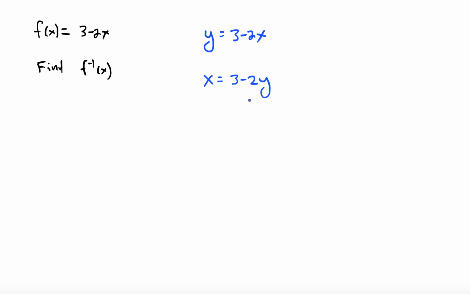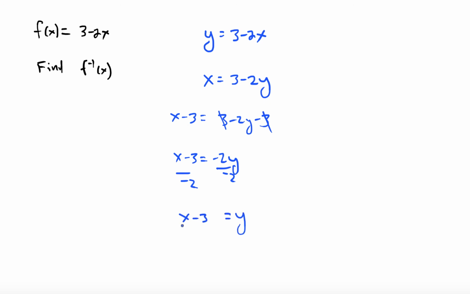First thing we should do is subtract 3 from both sides. Notice on the right side, the 3's just cancel out. So x minus 3 is equal to negative 2y. There's really only one thing left to do here: we'll divide both sides by negative 2. So y is going to equal x minus 3 over negative 2.